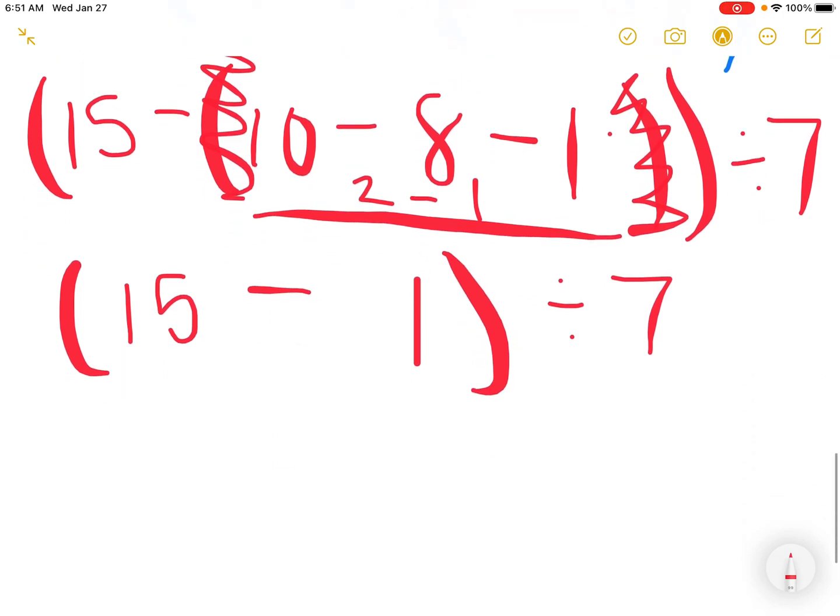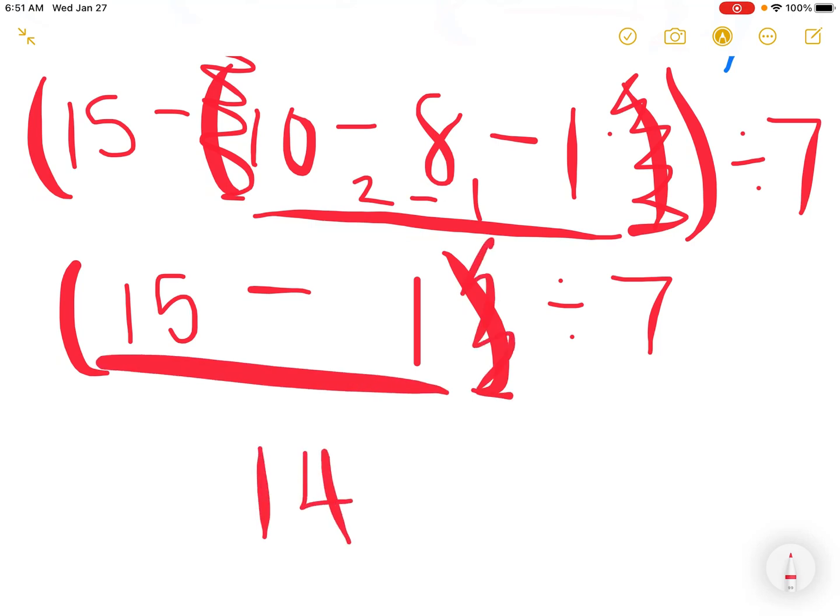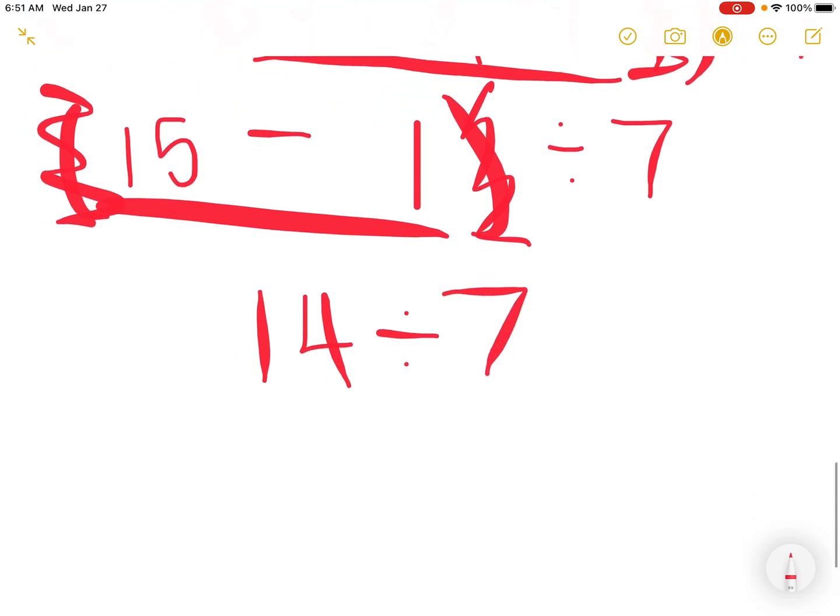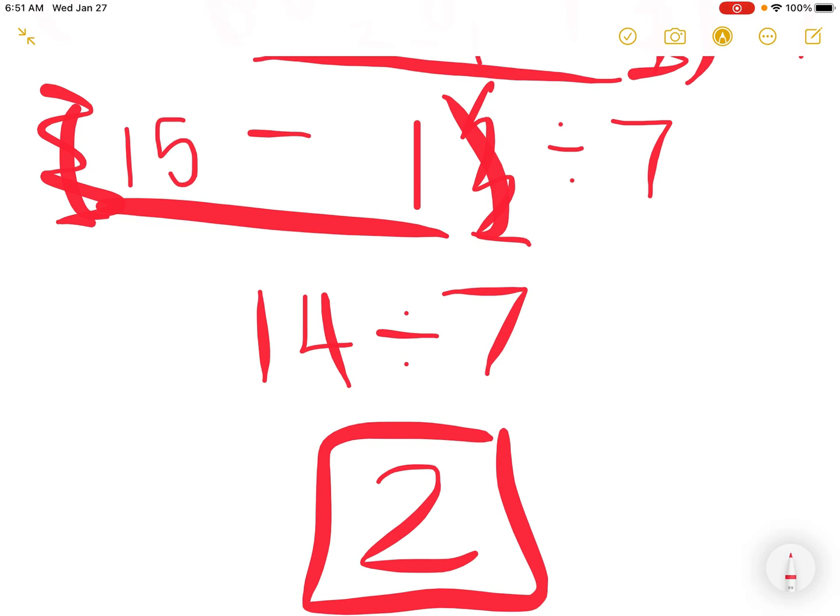My last step is to take 15 minus 1 because that's still in a set of parentheses, which gives us 14. I lose that set of parentheses. I get to divide by 7. 14 divided by 7 is 2. If that would not have worked out, if this number was not divisible by 7, that's usually an indication that we have an error, so we want to go back and retrace our steps.